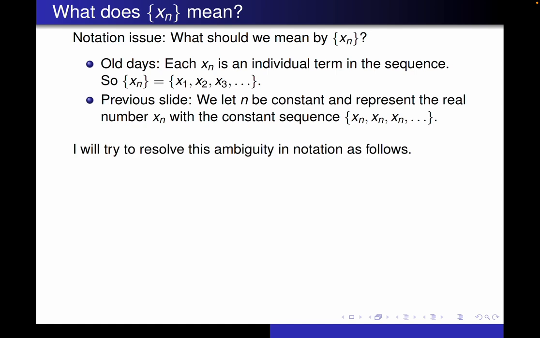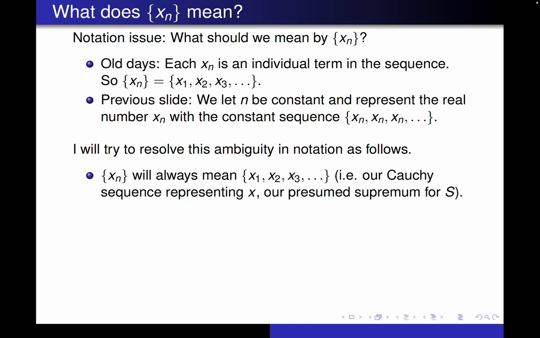So one of the things I want to do is to resolve this ambiguity, and this is how I'm going to do it. If I write just bracket xn, that always means what it's always meant to us. It's always the sequence x1, x2, x3, etc. So that is not going to change at all. That is just our Cauchy sequence representing x, which again is hopefully going to be our supremum for S when we're done with this proof.